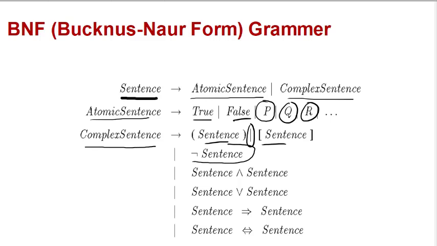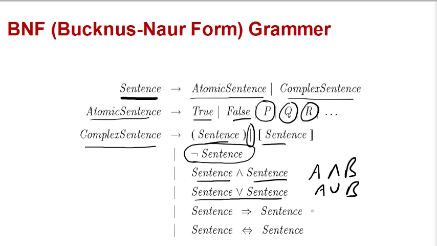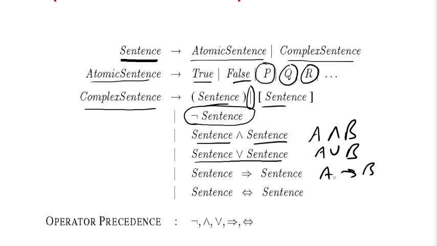Like here we have the negation of a sentence. Then we can have a complex sentence of this form, sentence and sentence, like A and B. Then we have sentence or sentence, so A or B. Then sentence implies another sentence, so A implies B. Then we can have bicondition, and this is the operator precedence: negation, and, or, implication, and bicondition. So negation has the highest precedence, and bicondition the least.